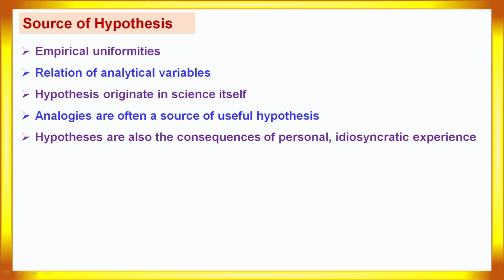Fourthly, analogies can also be used as a useful source of hypothesis. So, what do we mean by analogies? Your observation in another scientific discipline can also be used as a source of hypothesis. As a social science student, you have all heard concepts like social physics and social ecology. These concepts came from observation of aspects of other scientific disciplines. So, that may also act as a source of hypothesis.